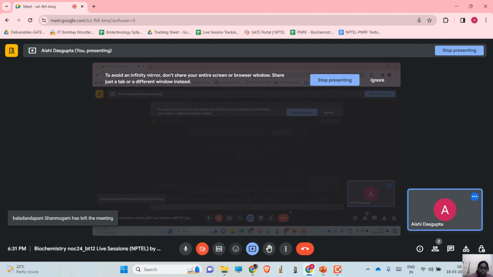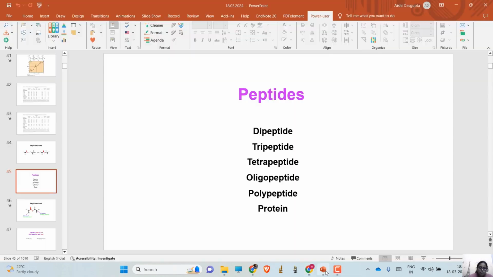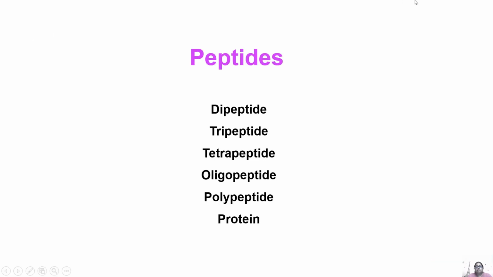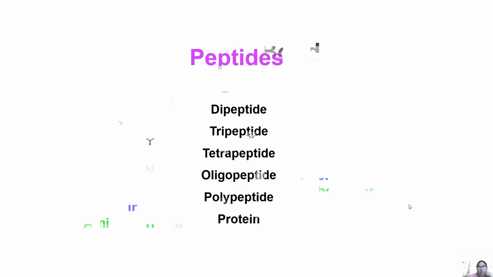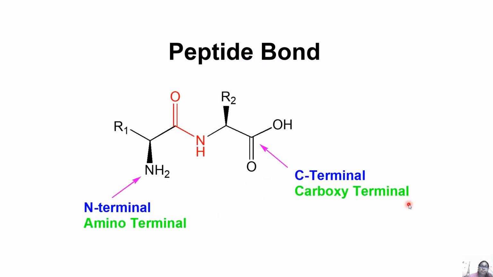Yeah, so I'm back. These are different types of peptides. It can be dipeptide, tripeptide, tetrapeptide, oligopeptide, etc. Here is a peptide bond. There will be an N-terminal, the amino terminal, and a C-terminal, the carboxy terminal. This is the peptide bond. These are the two amino acids that have been linked together.